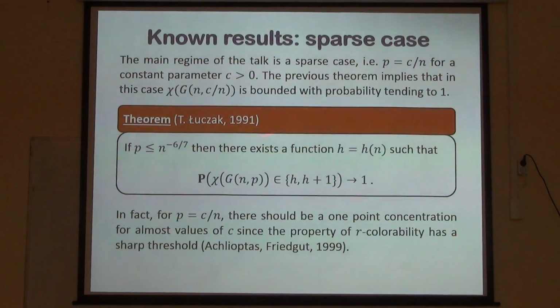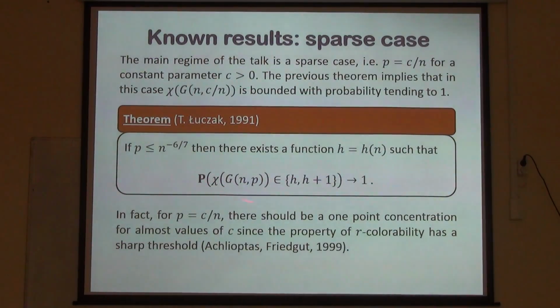So we are interested in the following main regime. This is the main regime of the talk. This is the sparse case. Sparse means that p is just a constant over n. If p is an infinitesimal function such that np tends to 0, then it is not interesting, because in this case our graph will be too sparse, with high probability, so the chromatic number will be 2, or maybe 1 if it is an empty graph. Okay, so the sparse case: constant over n, where we have some positive constants.